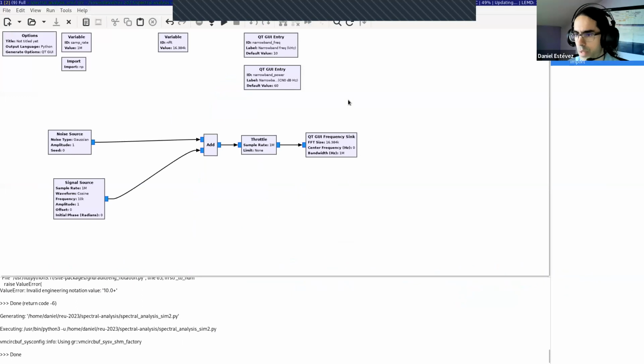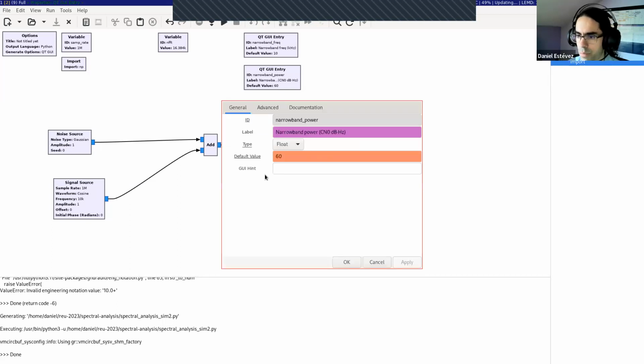So, okay. This shows how to generate narrowband signals and how to measure their power, even though the FFT is not perfect to do that, and also how to set their power here.